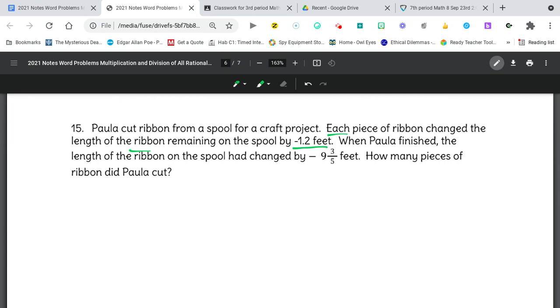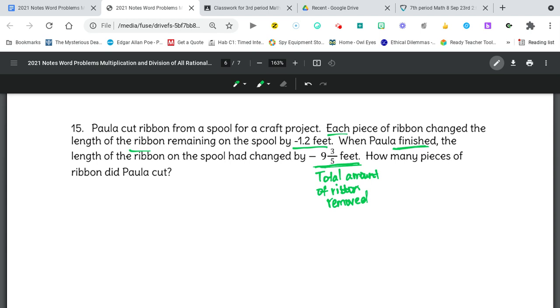All right, and then it says, when Paula finished, the length of the ribbon on the spool had changed by negative 9 3/5 feet, which means when she finished, that tells us that this was our total amount of ribbon removed. Because that's when she finished, okay? So when she finished, she had removed that amount total. How many pieces of ribbon did Paula cut?